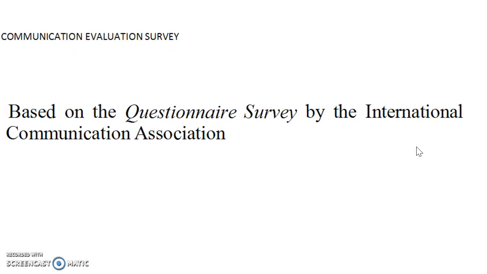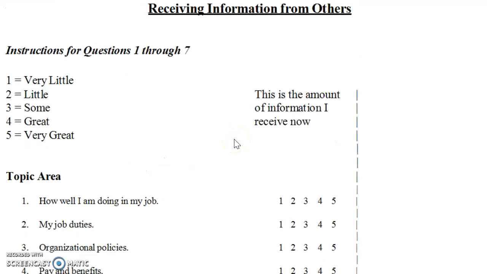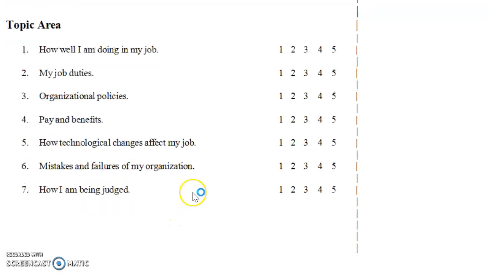So the survey is based on the International Communication Association survey. And the way it's laid out is your participants are able to answer on a scale from 1 to 5. So for example, in the first section, we asked them about receiving information from others. The participants are supposed to check, in terms of receiving information from others, do I receive information on how well I am doing my job? 1 is very little and 5 is very great. On organizational policies, pay and benefits, mistakes and failures, how I'm being judged.